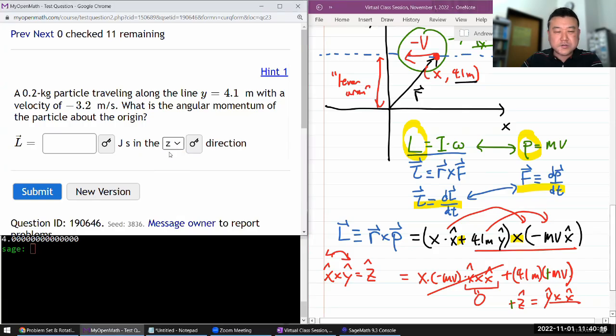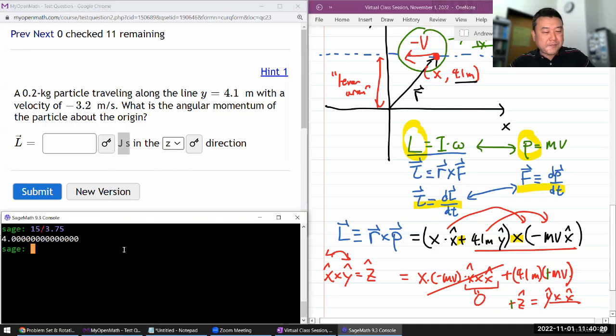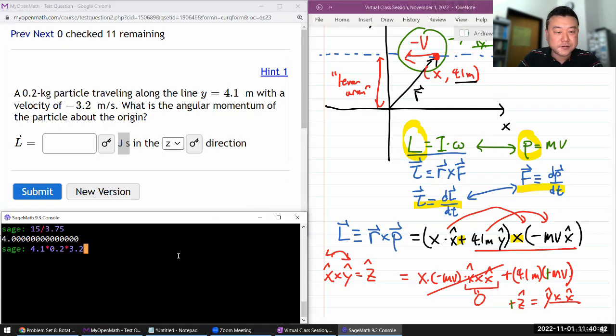I would consider the joule unit to be wrong here, but that might be just my opinion. You shouldn't be using it unless you are dealing with energy. When it's momentum, it gets a little complicated, so I'll leave that one alone. So 4.1 times mass, 0.2, times speed, 3.2. I already handled the sign separately here.